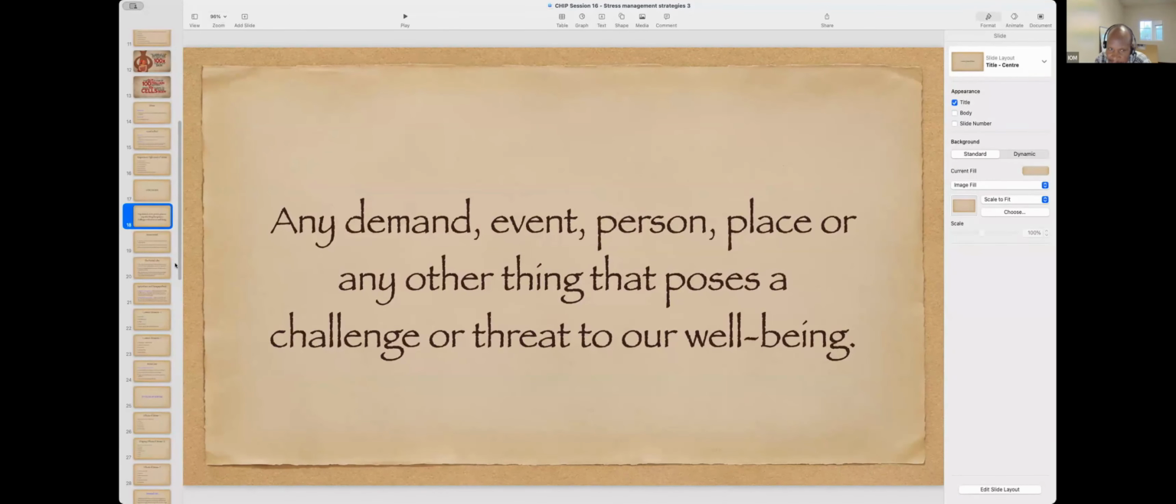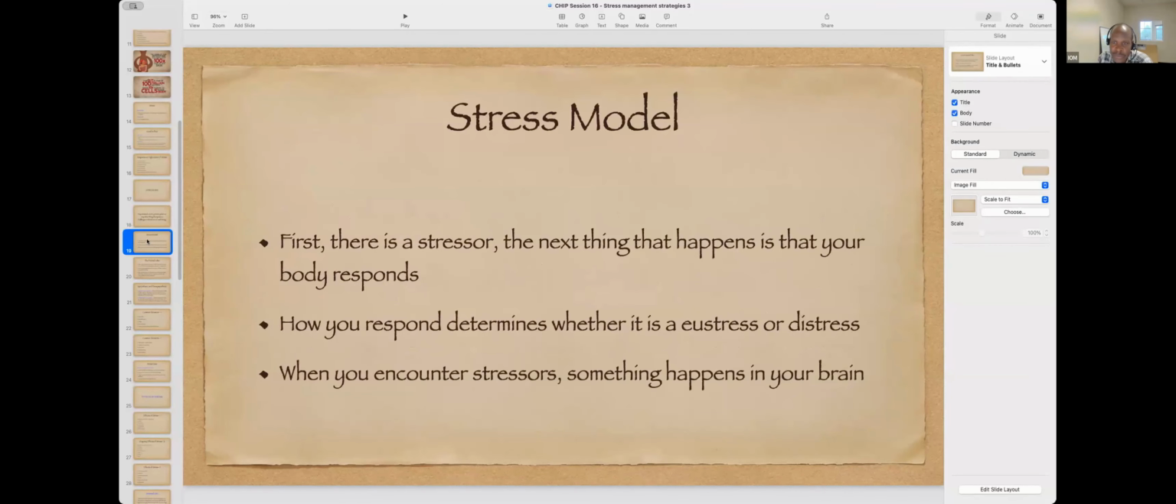In Swahili, there's a saying: usiposiba ufa, utajenga ukuta. If there's a crack in the wall and you don't fix it early, you will end up rebuilding the wall. That is the whole idea with managing stress, but we come to that in a short while. So the stress model: first, there is a stressor. The next thing that happens is that your body responds. How you respond determines whether it becomes stress or distress.